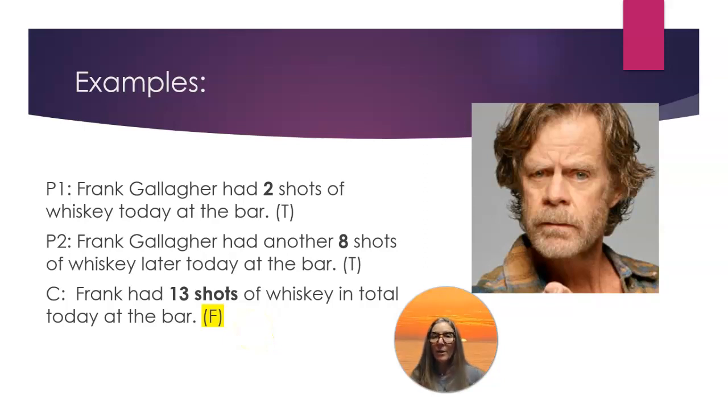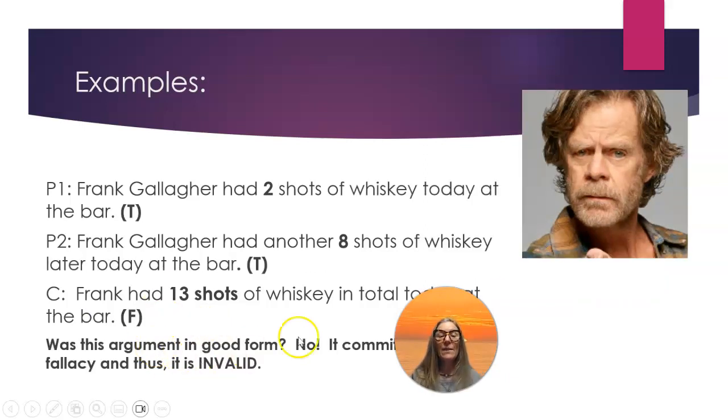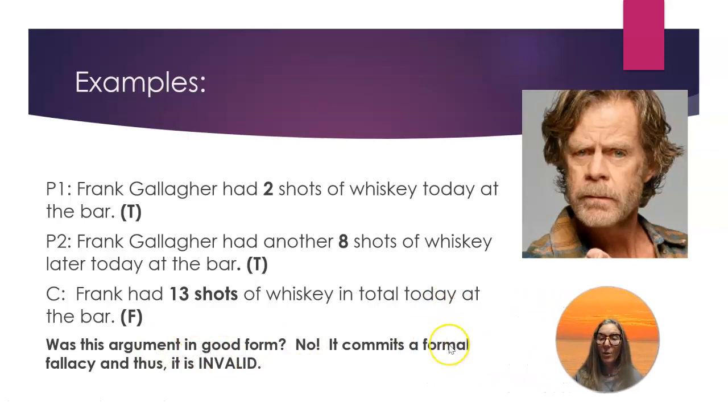So when we ask about validity, if there's proper form, then the conclusion has to follow from the premises. What's going on here? It seems like there's proper form, but this conclusion doesn't follow. We can't have a false conclusion after 2 true premises. That means what? That means it's invalid. This is not a good form. It's invalid because 2 plus 8 should not end up with 13. That's not how math works.